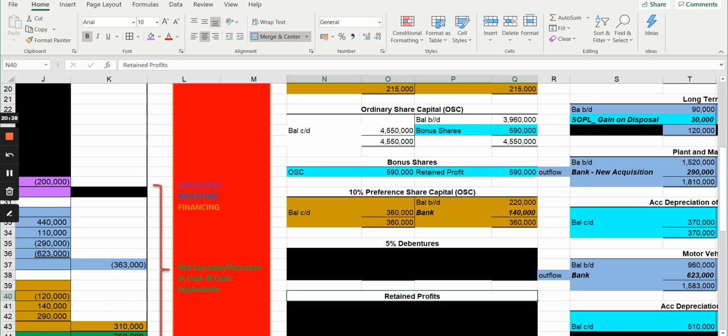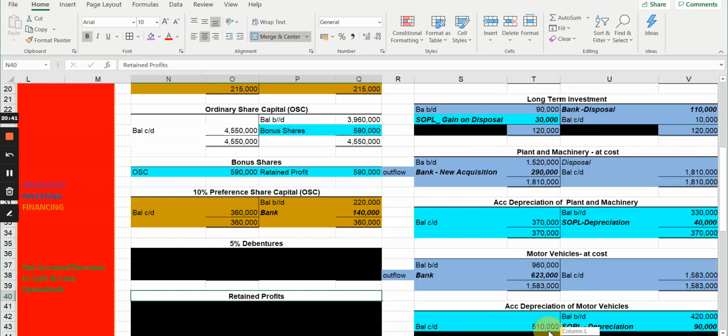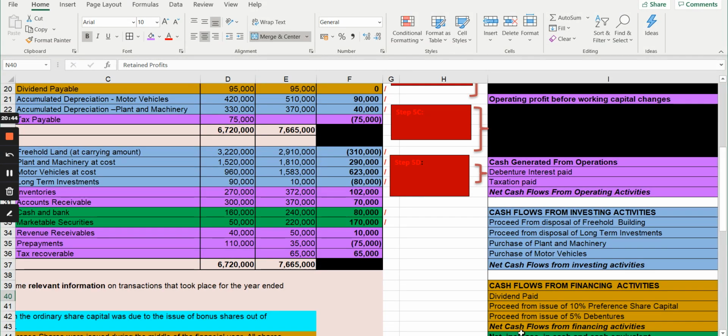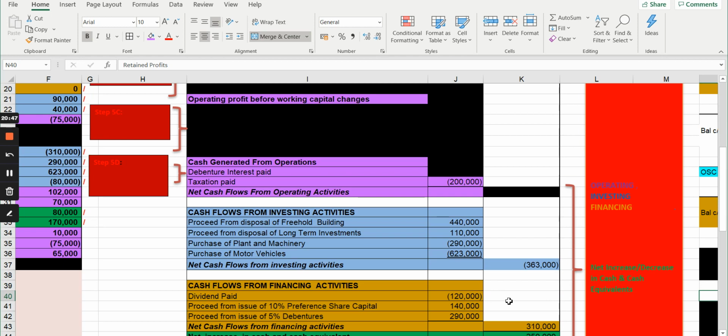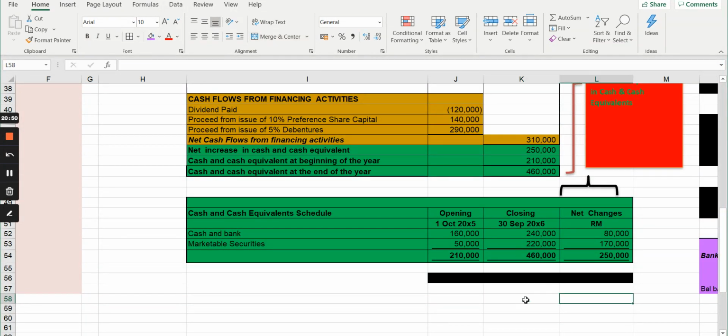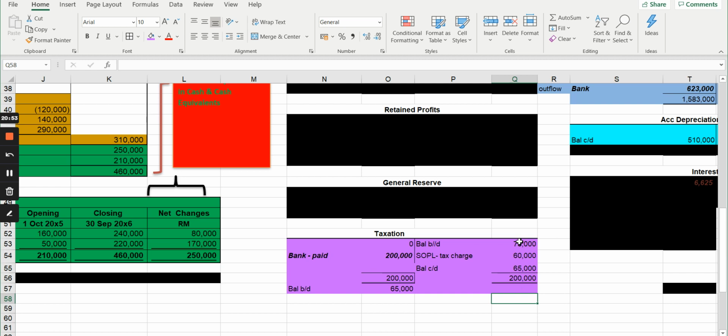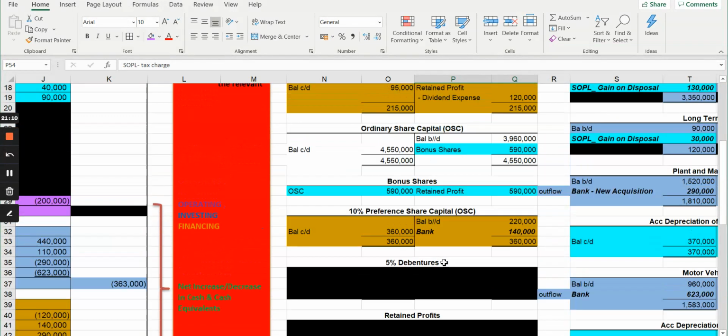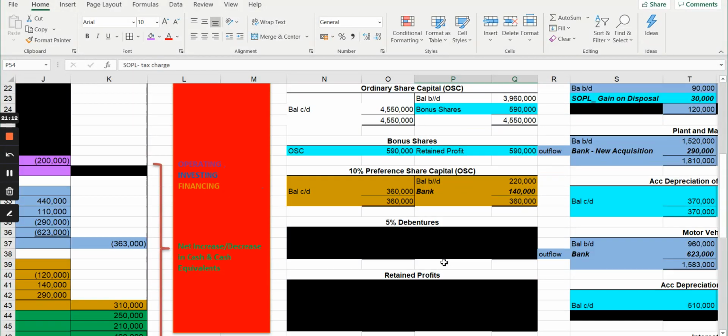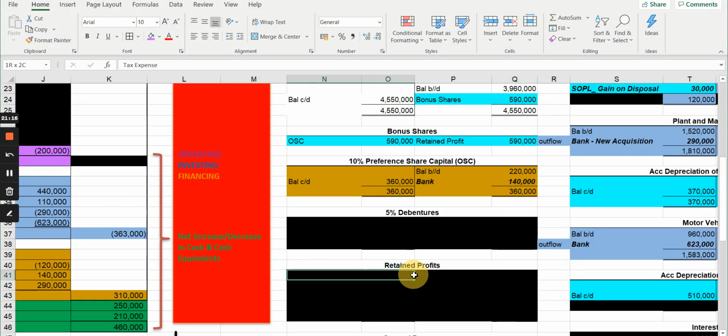Okay, we go to that part now. Where is it? Here it is. Okay, we have the balance here that was taken from the SOFP. This is the one, tax recoverable. This is the tax paid from the additional information, and therefore your tax charge would be 60,000. So this tax charge of 60,000 is actually the one that needs to be reflected in your retained profit.